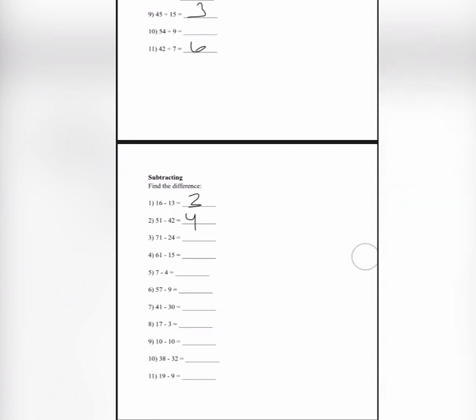Let's erase it. Number 3 is 71 minus 24. Also make 6. Give 10 in ones. And 11 minus 4 is 7, and 6 minus 2 is 4. So number 3 answer is 47.